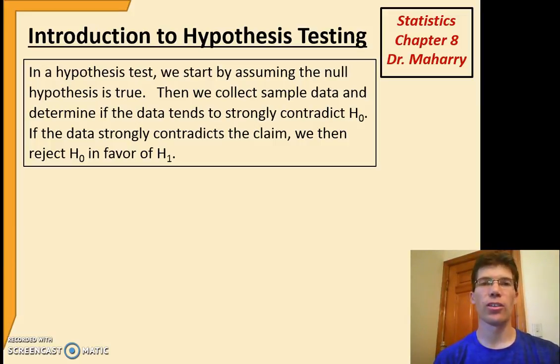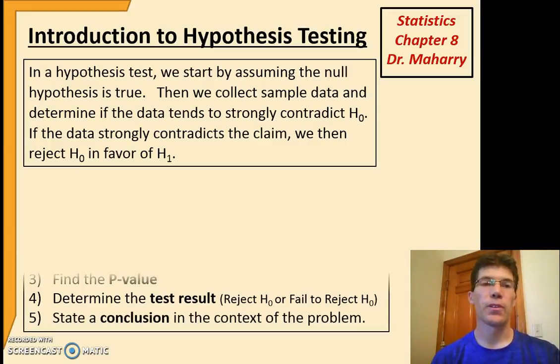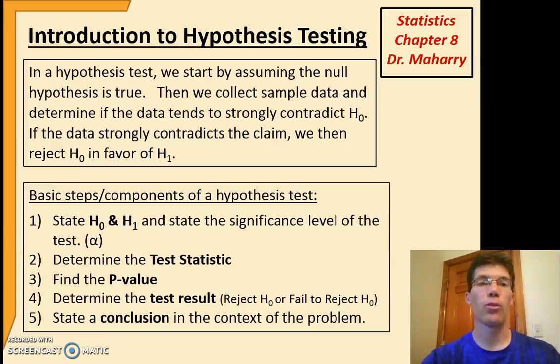Versus if I took a sample and got X bar was 31, that's significantly higher than my claim of the mean equals 10, so I would probably reject H0. So a testing procedure has several components, and we account for various things in order to come to this conclusion.